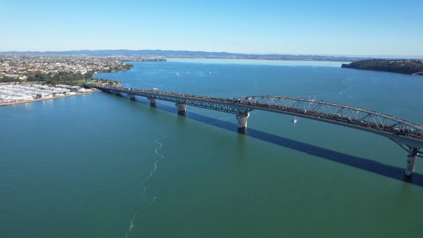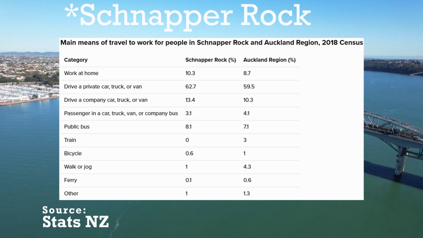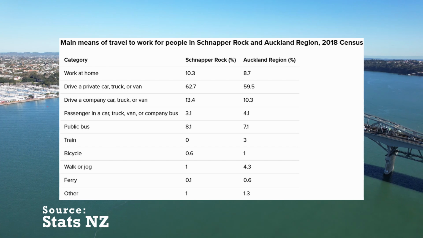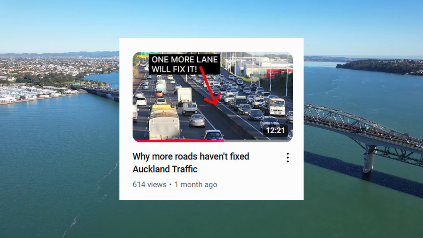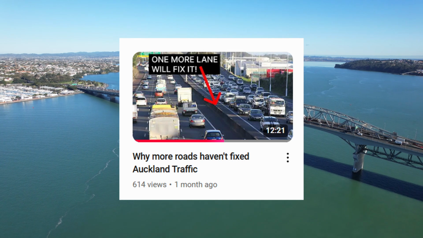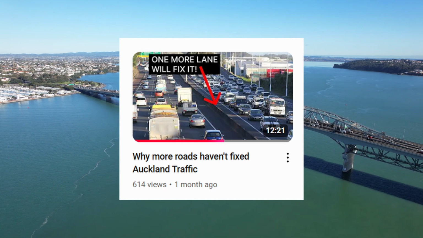Because of this, nearly 80% of residents in Scapa Rock use motor vehicles to get to work, which is significantly higher than the Auckland region as a whole. I have made a video discussing traffic congestion and induced demand, which I've linked in the description if you're interested.